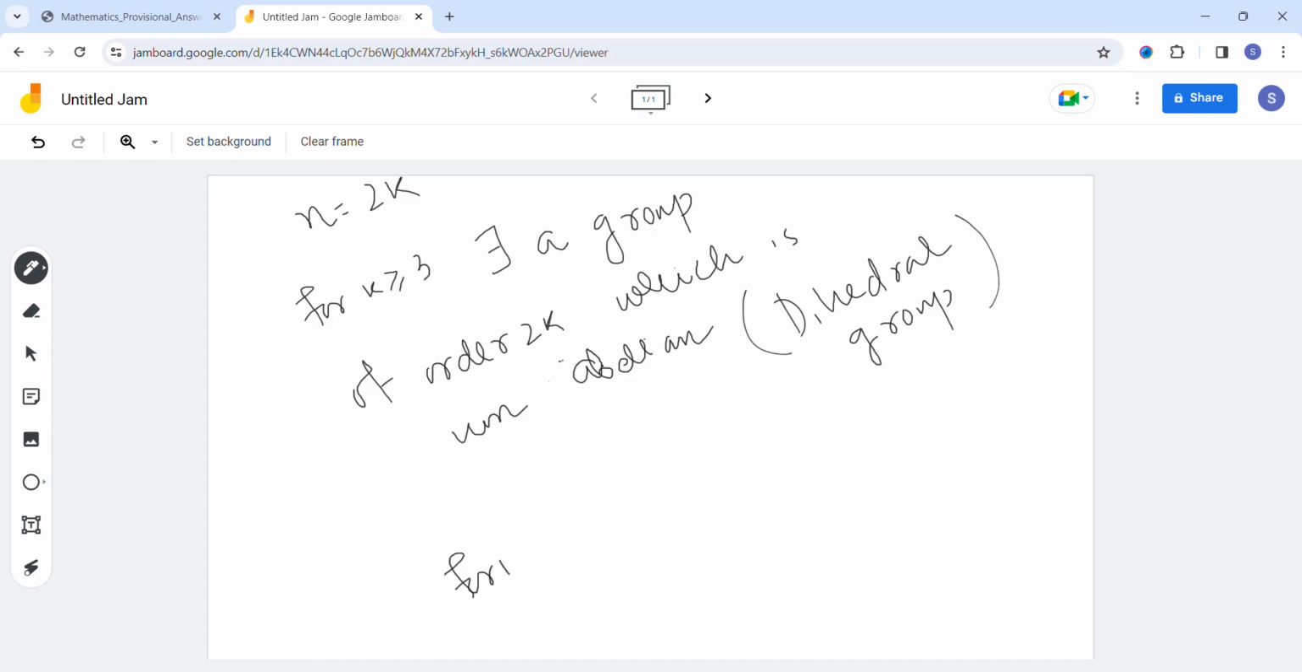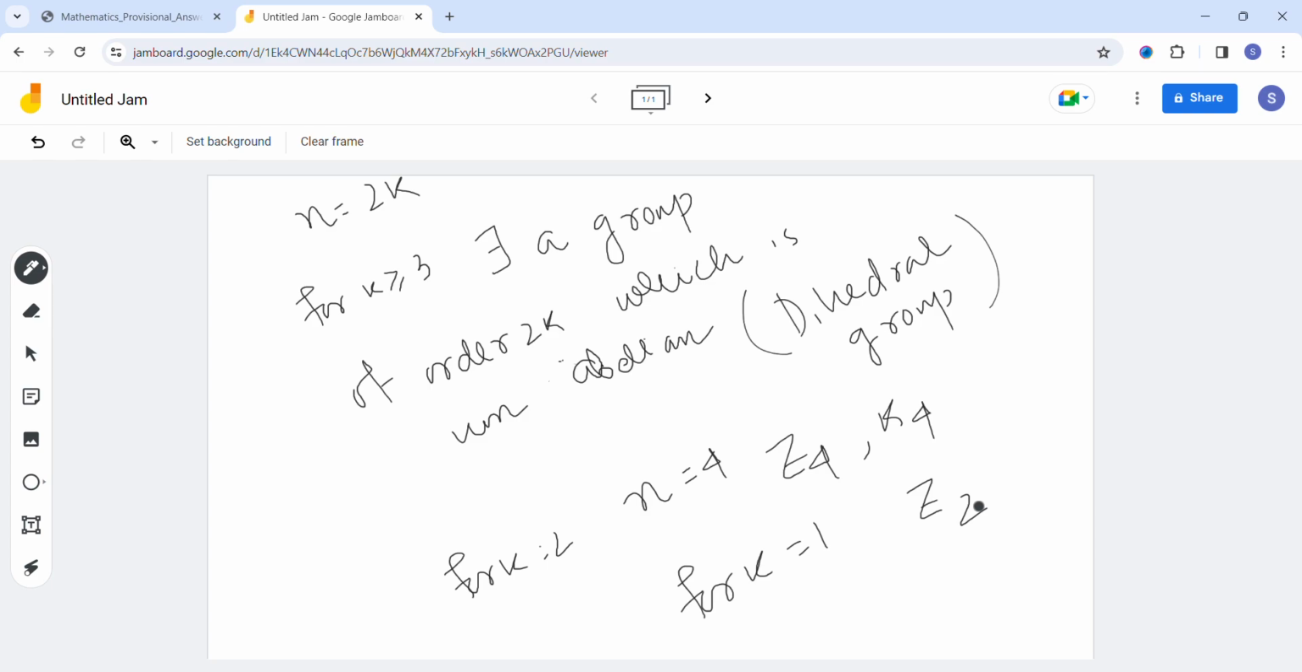And for k equal to 2, n equal to 4, there exist exactly two groups of order 4, both of which are abelian, which are Z4 and K4, right? And for k equal to 1, that means n equal to 2, there exists exactly one group, which is Z2. That means 2 and 4 are the only possible integers. 2 and 4 are the only positive even integers such that any group of this order is always abelian.